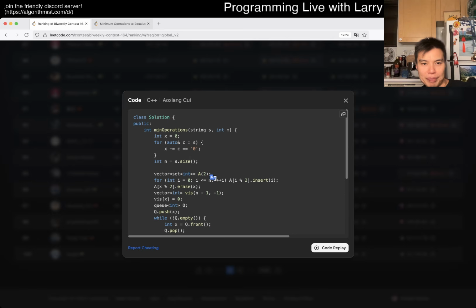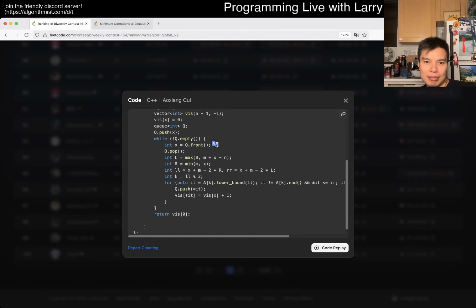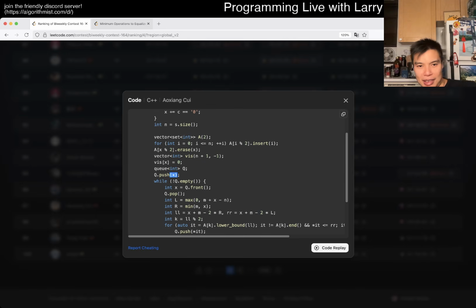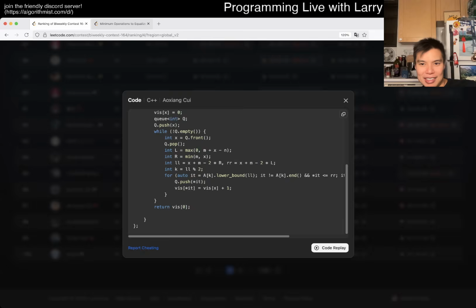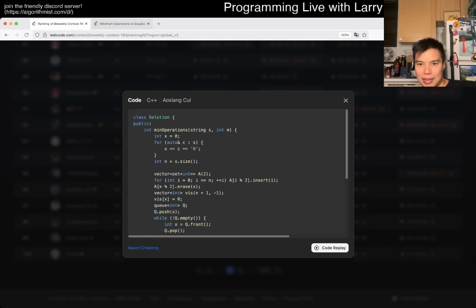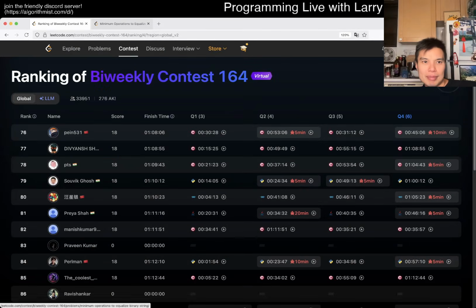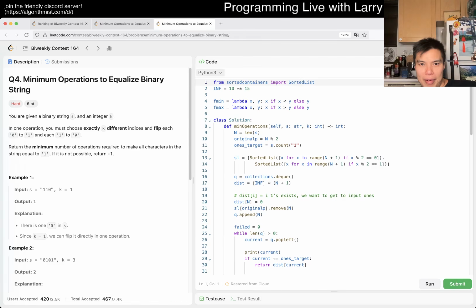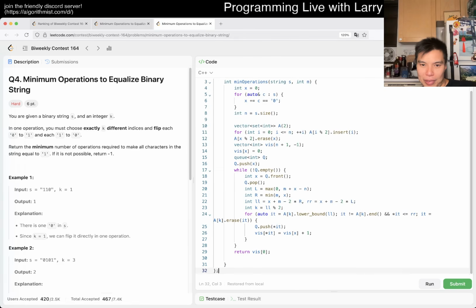Let's see if I can understand. X is the number of zeros, okay? And then we push X to, okay, let's walk through this. I'm already cheating, might as well try to figure out how to be a little bit smarter about it. Let's learn together from her code.